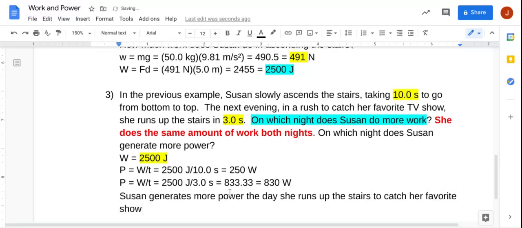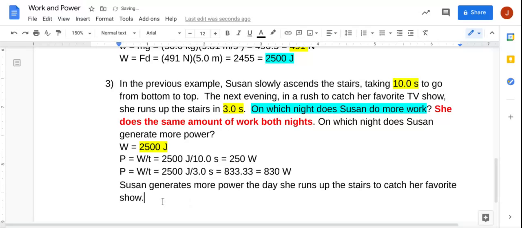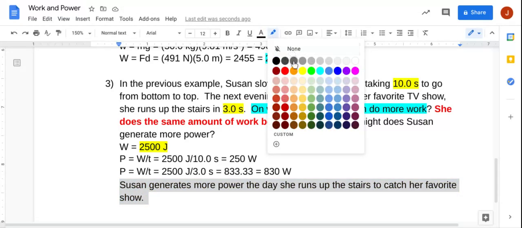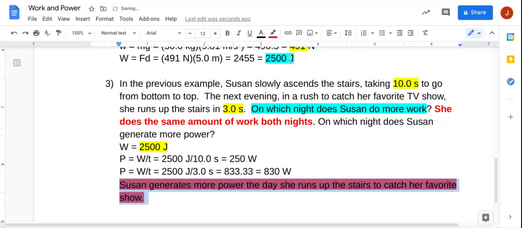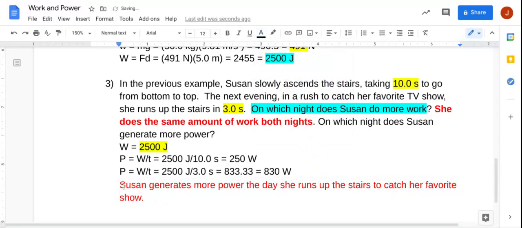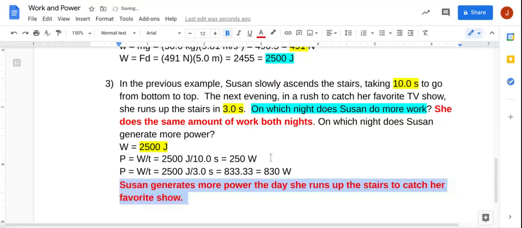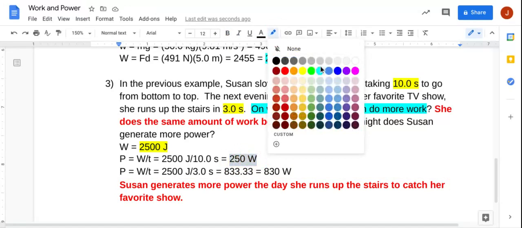That is because she is running the same amount of distance in a shorter time, so she is using more energy, creating more power to cover that same distance. So this is a couple example problems for how to work our work and power problems.